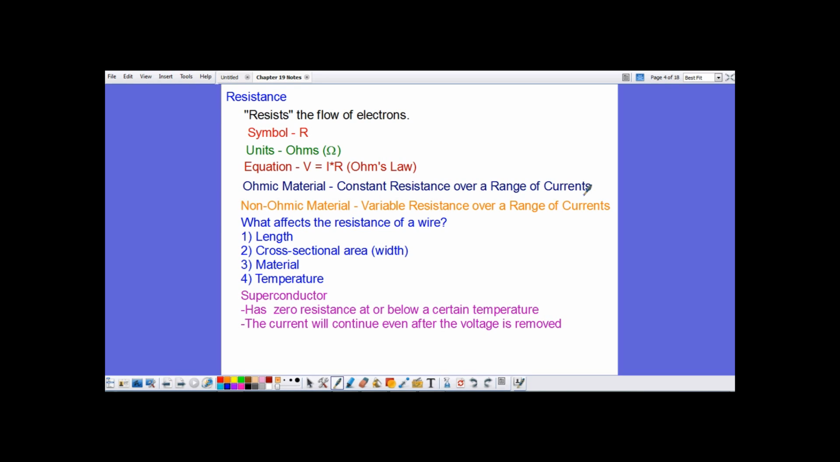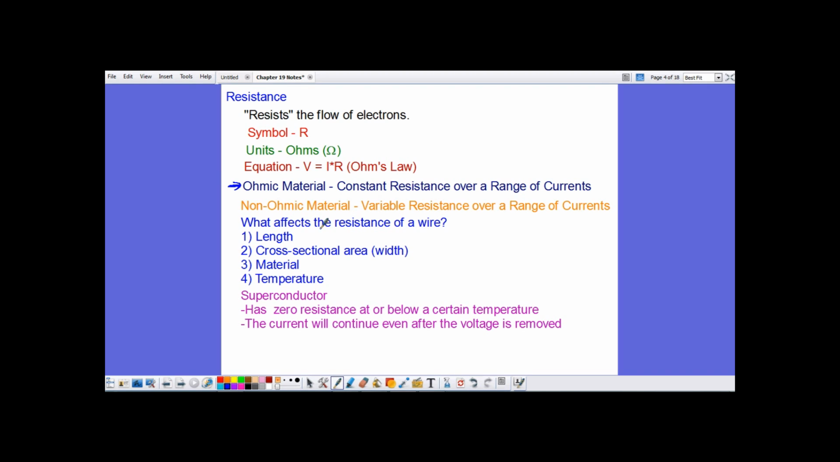And when we're doing problems, we want to have ohmic materials. So unless told otherwise, we're going to assume that when we're given a resistance in a problem, it's for an ohmic material. But there are things that are not ohmic. Okay? They have a variable resistance over a range of currents. For example, a diode. A diode allows the current to flow one way very easily, but it will not allow the current to flow in the opposite direction.